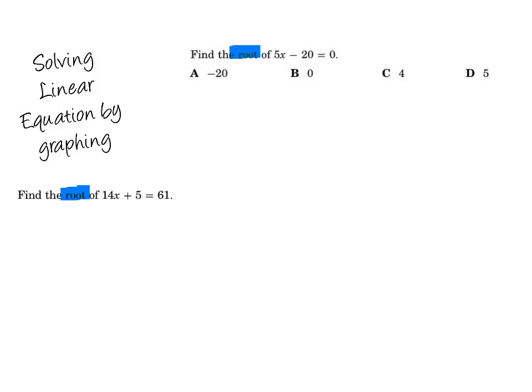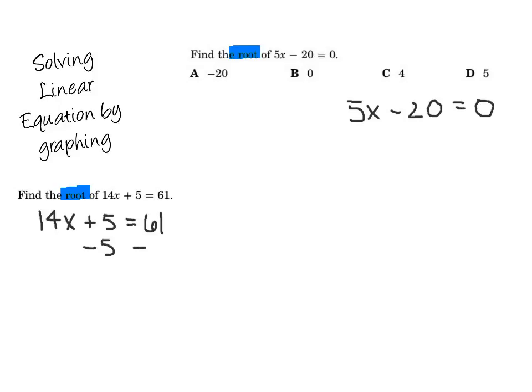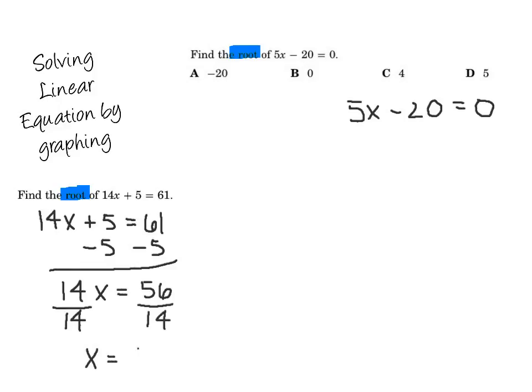Alright, so in this first example, 14x plus 5 equals 61, I want to solve for my x value. So I'm going to first subtract the 5 on both sides. I'll be left with 14x equals 56. Then I'm going to divide by 14, so my x equals 4. So that is going to be my root, my solution to this equation, 14x plus 5 equals 61.